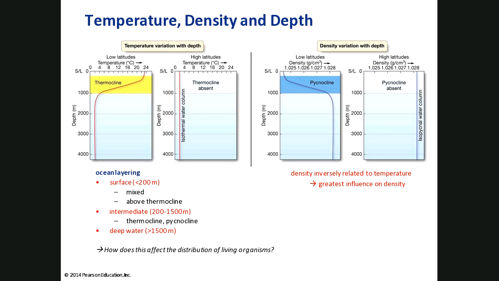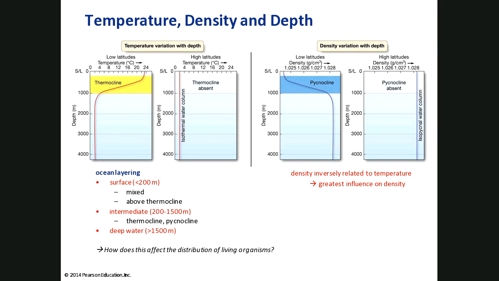So now what happens, though, is that we get this pycnocline. And density is inversely related to temperature. So the deeper you get, the colder the water gets, obviously, and the greater the density becomes. See? So the density is inversely related to temperature. And the deeper you get, the colder you get. All right, so notice, once again, through the pycnocline, the density is increasing.